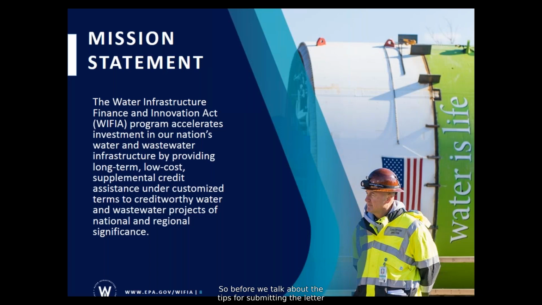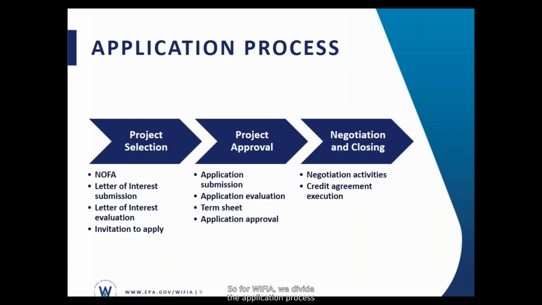Before we talk about the tips for submitting the letter of interest, or as we call it for short, the LOI, we want to make sure everyone understands the general application process and specifically more about project selection. For WIFIA, we divide the application process into three major areas. The first one is project selection, which is the focus of today's webinar, and it's also the first step. It includes the announcement of funding, prospective borrowers submitting a letter of interest, and EPA selecting and announcing projects that it would like to invite to submit an application.